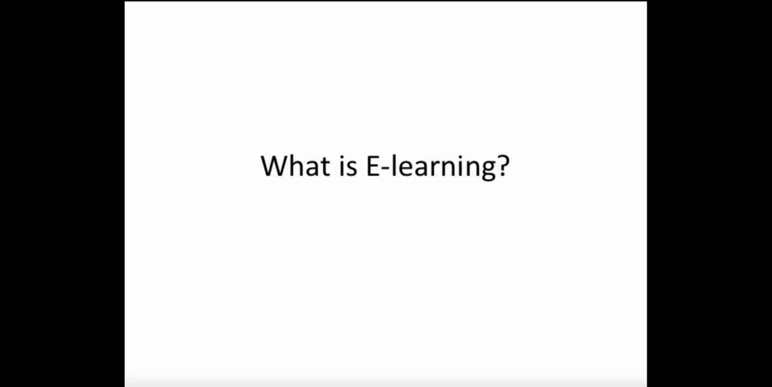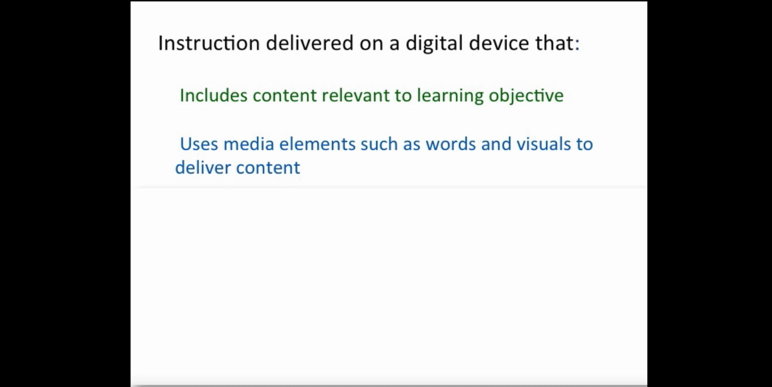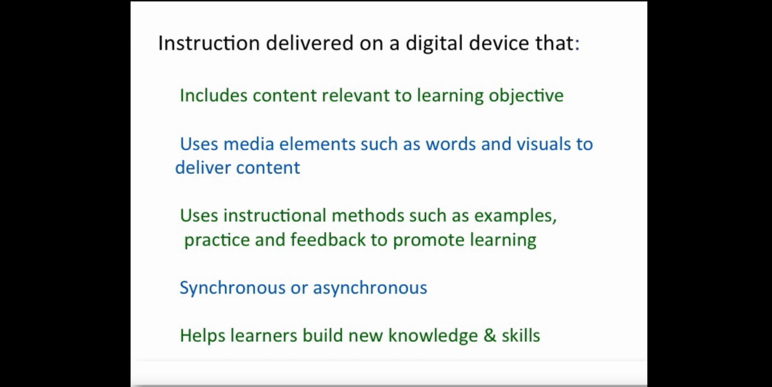So just what is e-learning? It's instruction delivered on a digital device that includes content relevant to a learning objective, uses media elements such as words and visuals to deliver content, and uses instructional methods such as examples, practice, and feedback to promote learning. It can be synchronous or asynchronous, and it helps learners build new knowledge and skills.